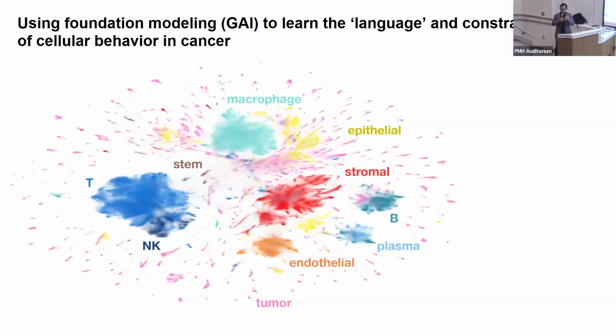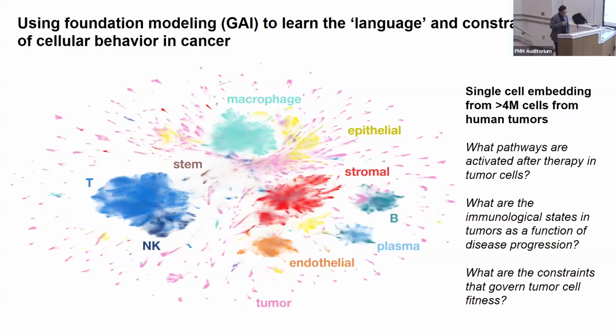Can we start to fill in the gaps that are there when we're trying to learn the constraints of tumor biology? So our attempt at this is to try to pull in public data and our own data. And here's just the UMAP of 4 million cells from human tumors. These are all patient studies. And we can start to see some interesting things.